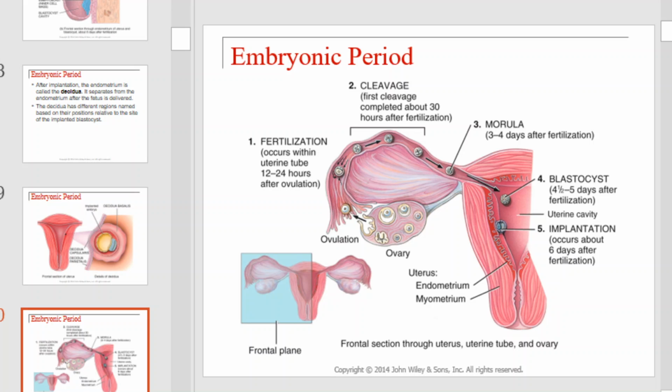This graphic illustrates the points or events that occur leading to implantation. Fertilization occurs within the uterine tube 12 to 24 hours after ovulation. Cleavage occurs about 30 hours after fertilization. By day 3 or 4, we have a morula. By day 6, the morula has advanced through its blastocyst stage and implanted.